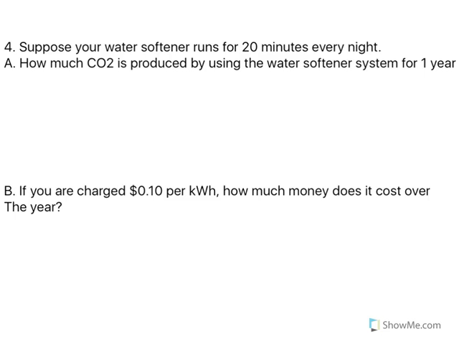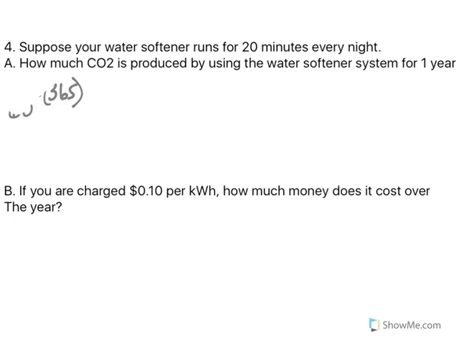Number 4, suppose your water softener runs for 20 minutes every night. How much CO2 is produced by using the water softener system for a year? Okay, well, let's think about this. I need hours for CO2. So 20 minutes, change that to an hour by dividing by 60, right? Because there's 60 minutes in an hour. And we want to do that for 365 days.